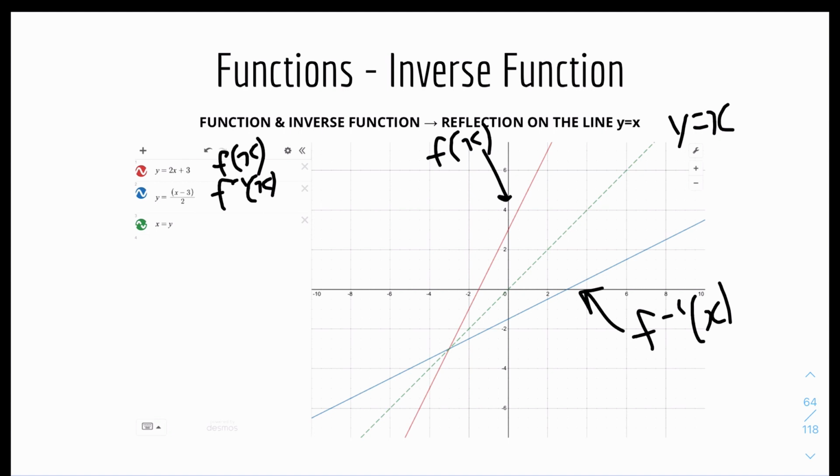And they always cross in a point that lies on y equals x. In this case, it's this point right here. Because if you equate them two, you can find the intersection point. In this case, there's only one intersection point. And an inverse function and its non-inverse function, the normal function, intersect on a point on y equals x.